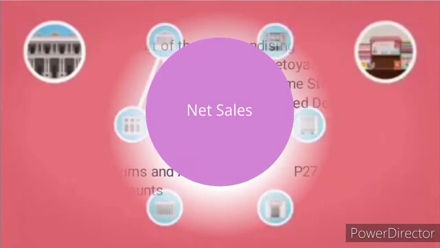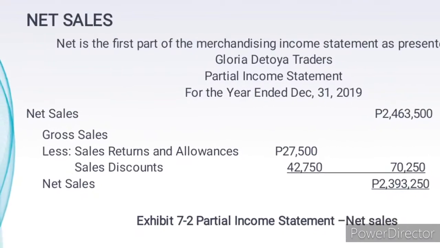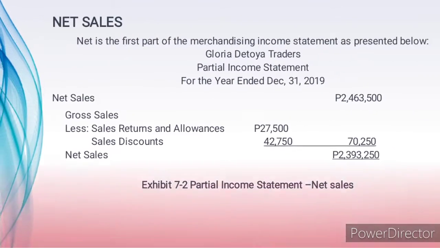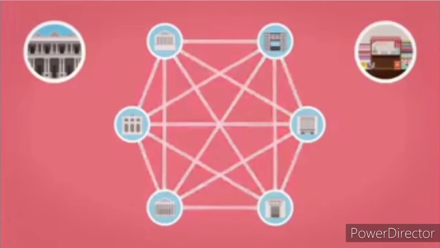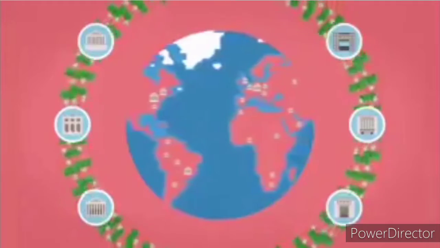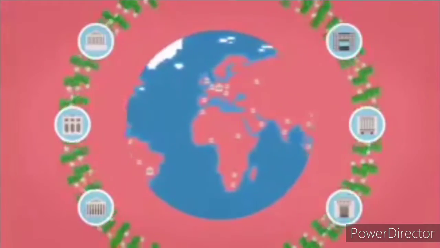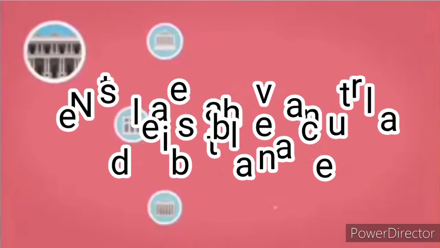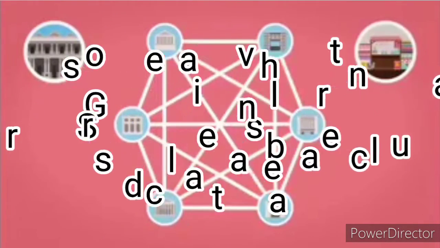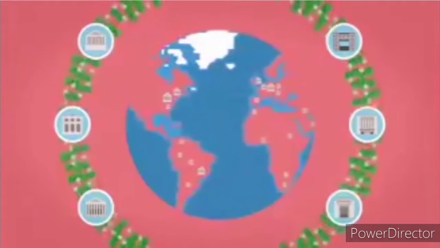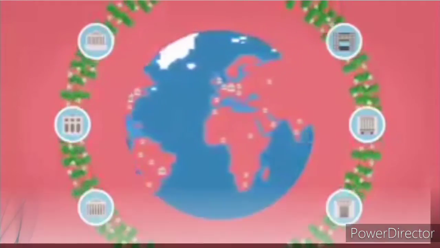Net sales. Net sales is the first part of the merchandising income statement. Net sales reflect all reductions in the price paid by customers, discounts on goods, and any refunds paid out to customers after the time of sale. These three deductions have a natural debit balance, whereas the gross sales account has a natural credit balance. Thus, the deductions are constructed to offset the sales account.